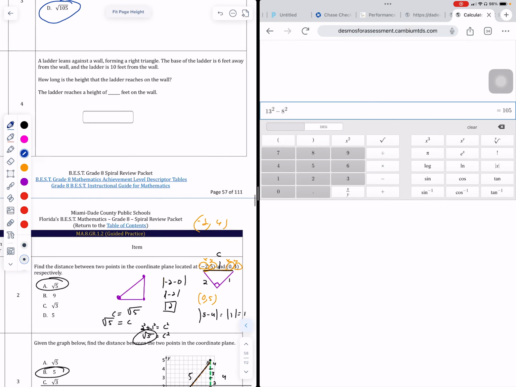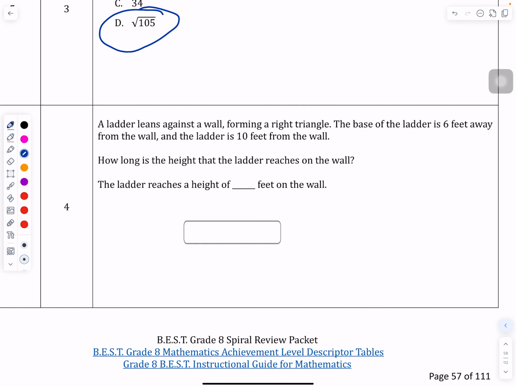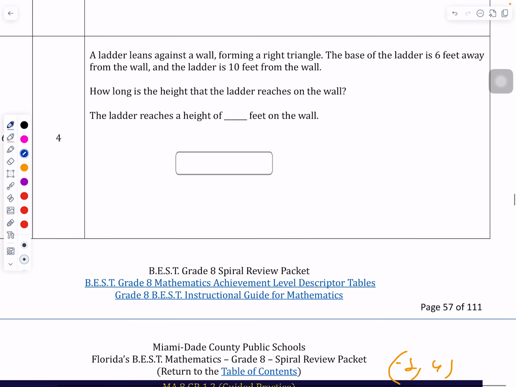I'm going to solve the last one also using the calculator. So let's look. The last one, I want you to solve it on your own.